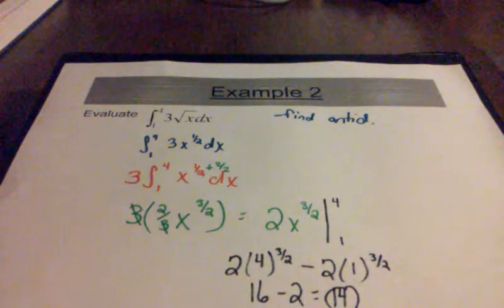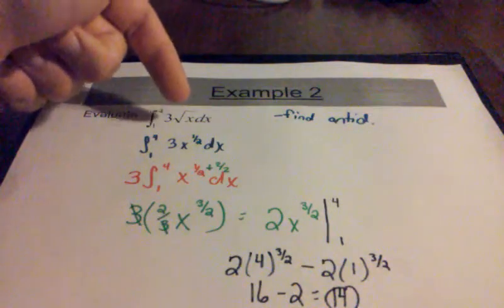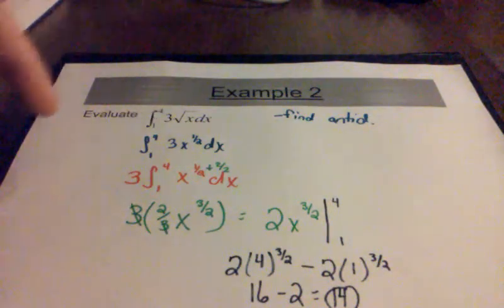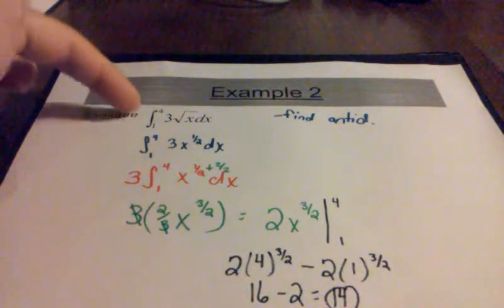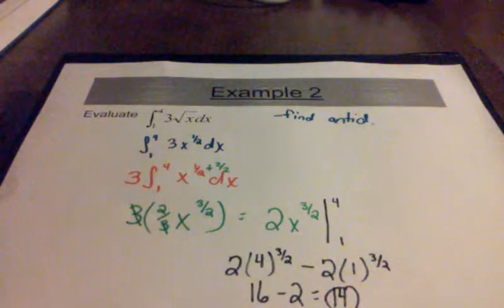So the answer would be 14, and what that represents is that the area under the function, under this curve, the 3 square root of x, so if you were to graph that, that would be a curve. The area under that curve from 1 to 4 is equivalent to 14 units squared. It could be feet, could be inches, whatever, but that's the area.